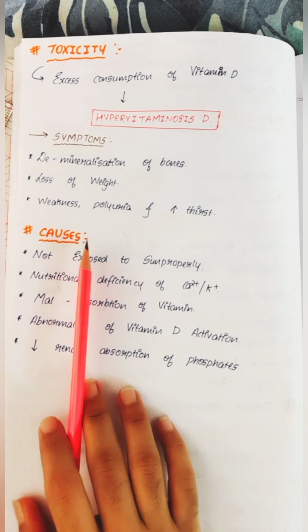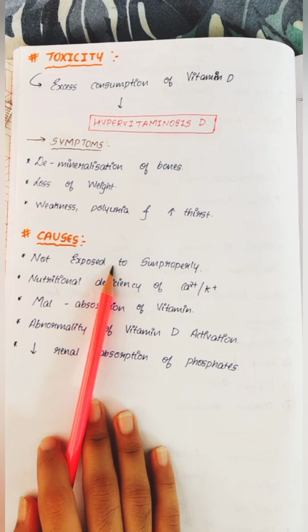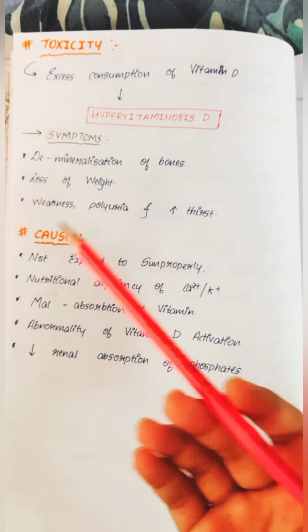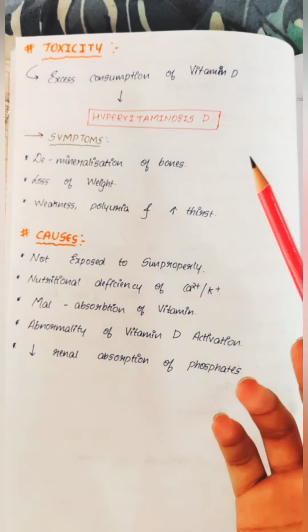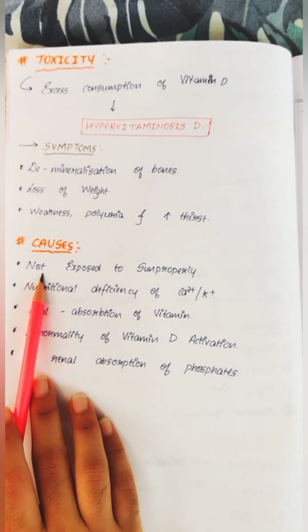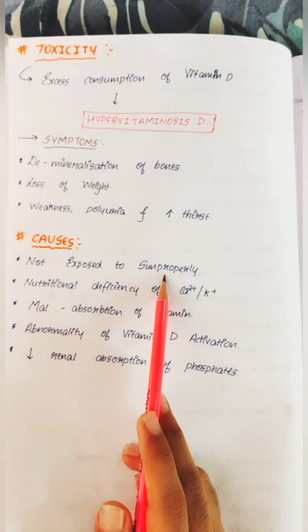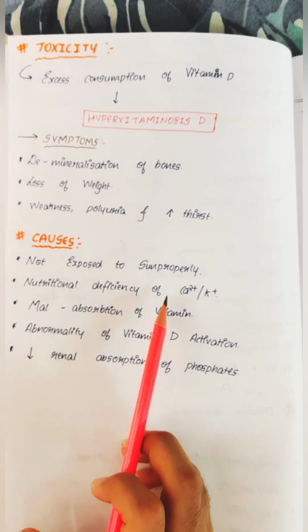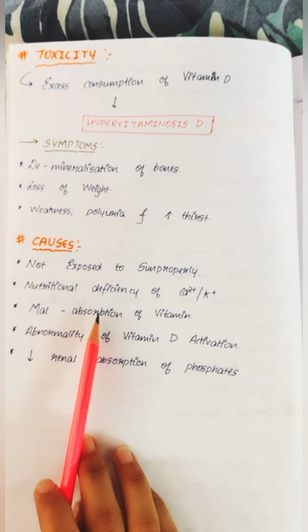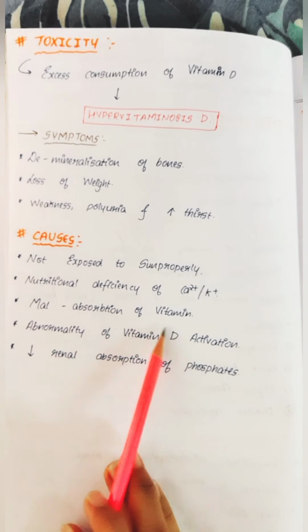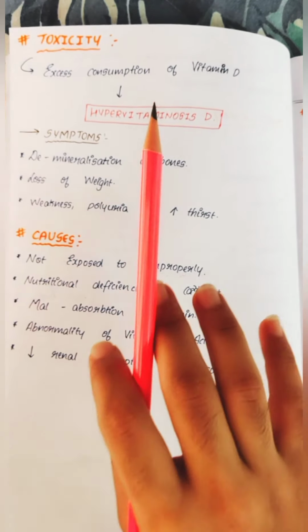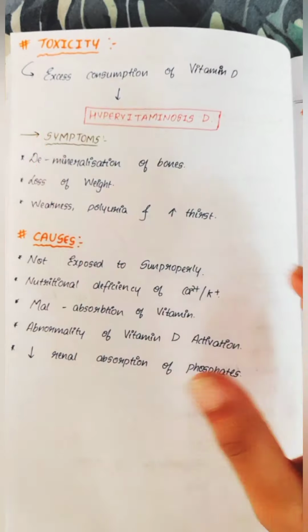So what are its causes? Why is vitamin D decreased in your body? Because you are not being under sunlight for at least some hours, because you get scared that you'll get tanned. So causes include not being exposed to sun properly, nutritional deficiency of calcium, a decrease in calcium inside your body, or malabsorption of the vitamin, in the sense you're consuming a normal amount of vitamin D, but there is some malabsorption of the vitamin inside your body.